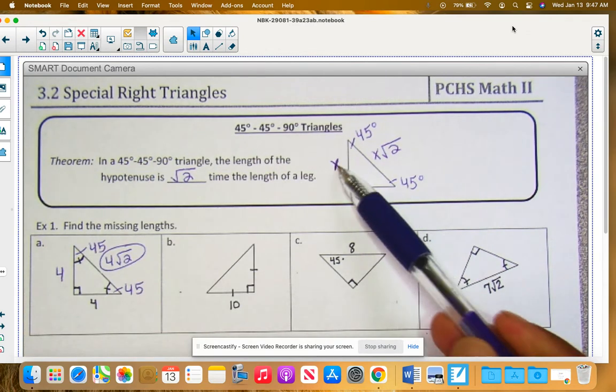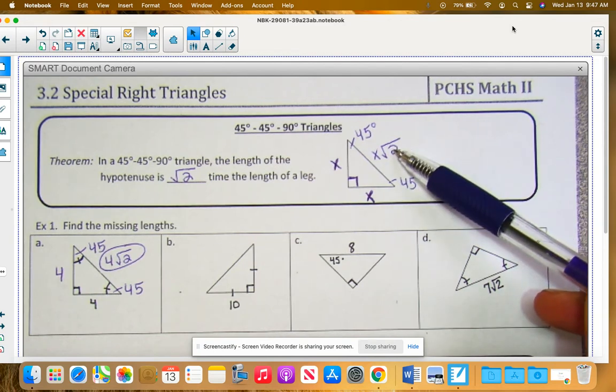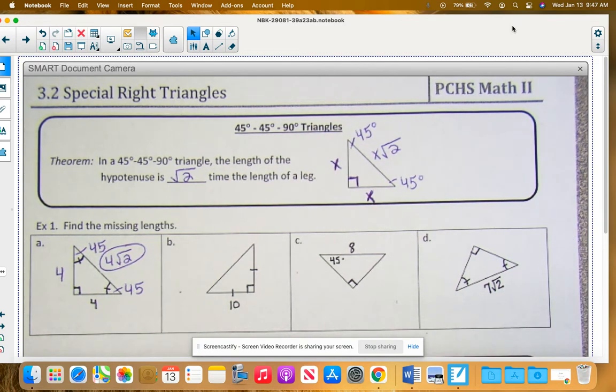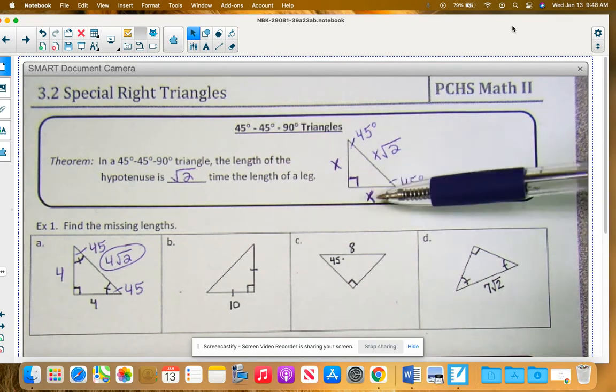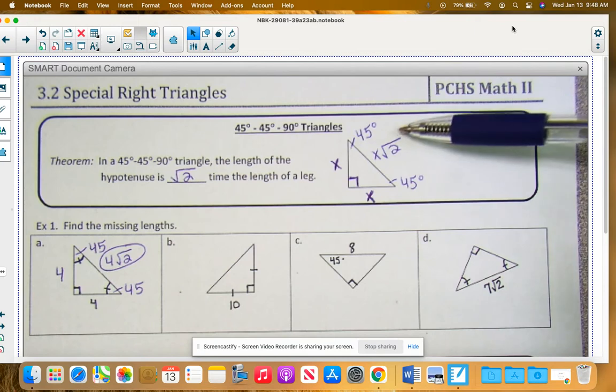Whatever these two numbers are, you put that in front of the square root, and that is the length of your hypotenuse. So this is a theorem that's been proven and derived long before we were ever here. Centuries and centuries ago, it is proven that in a 45, 45, 90 degree triangle, your legs are the same, and your hypotenuse is X square roots of 2.